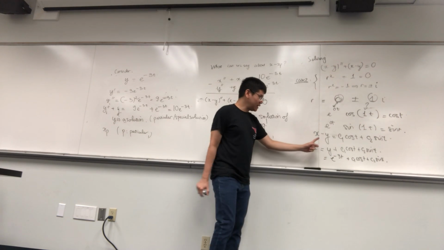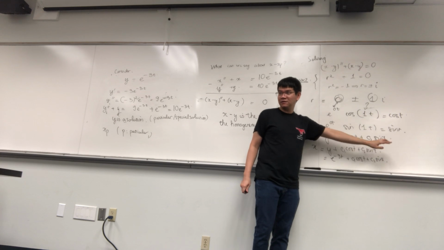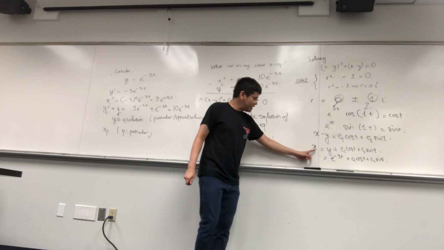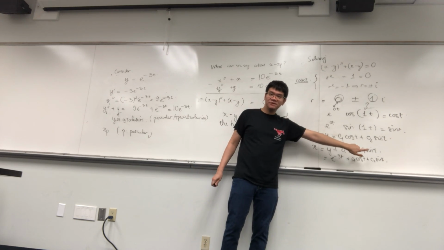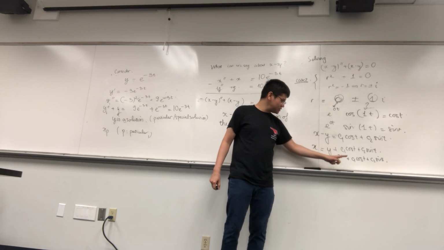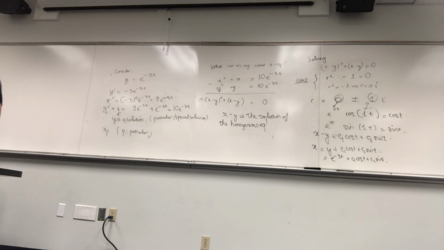So x minus y will be c1 cosine t plus c2 sine t, right? Which means that x will be y plus c1 cosine t plus c2 sine t. And then this gives me exponential of minus 3t plus c1 cosine t plus c2 sine t. Questions? It's good. I'll explain again.